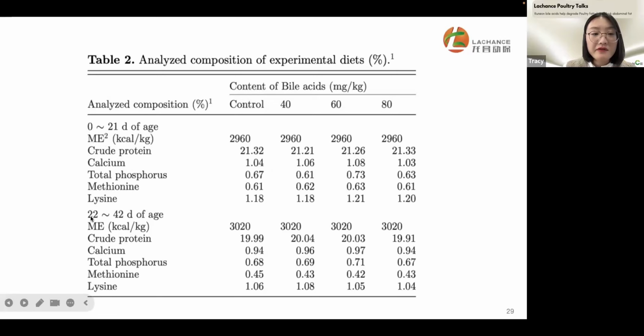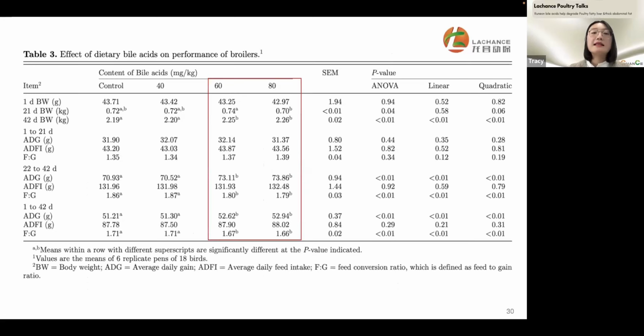For the broilers of 22 to 42 days of age, you can see that the metabolizable energy level was kept around 3020 kilocalorie per kg, and the level of crude protein was kept around 19%. So yeah, this is the composition of experimental diets. And this table shows the effect of dietary bile acids on performance of broilers.